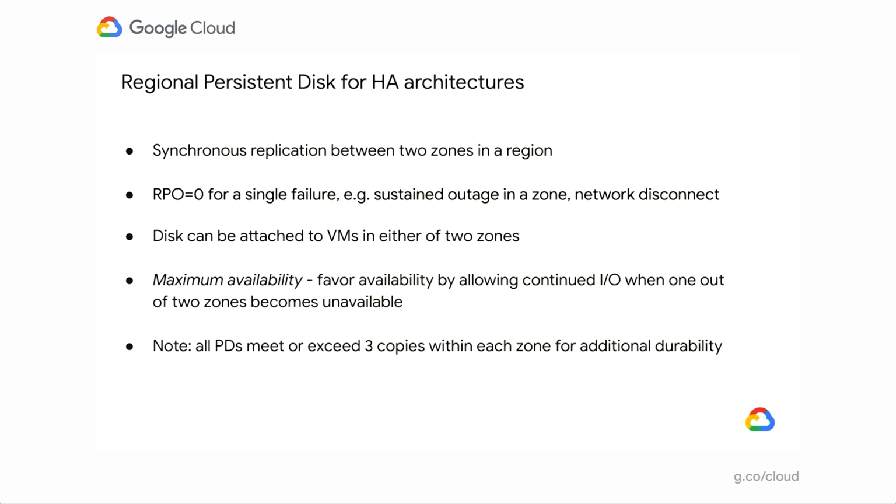So regional persistent disk provides synchronous replication between two zones in the same region. So what that means is that as a workload is writing to a disk, there's a second replica of that disk in another zone. And we ensure that that data is committed on both sides. So if you have a single failure, let's say you have a network disconnect or a sustained outage in a zone, your recovery point objective can be met at zero data loss.